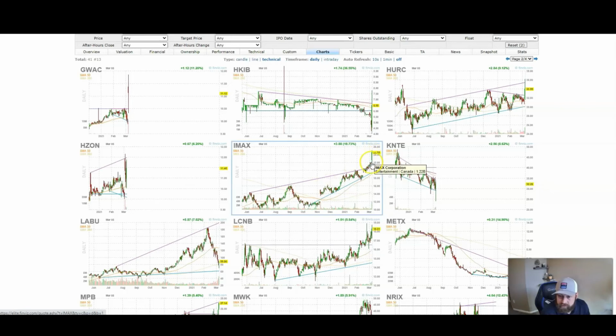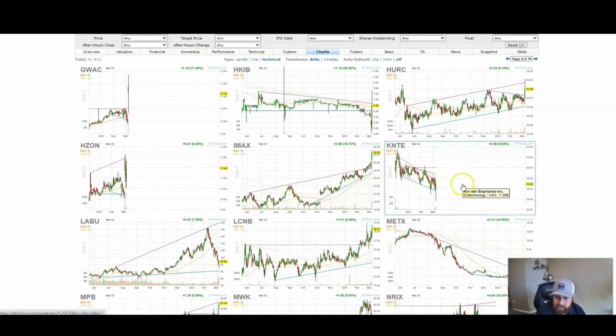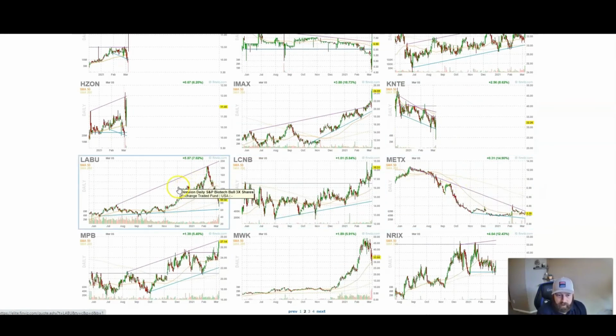IMAX, that's a huge candlestick right there, but once it broke over this 22 would have been where you would want to be to give you a good risk to reward. Now you're way past that, not something I'd be looking for. This is a bull 3 times share.